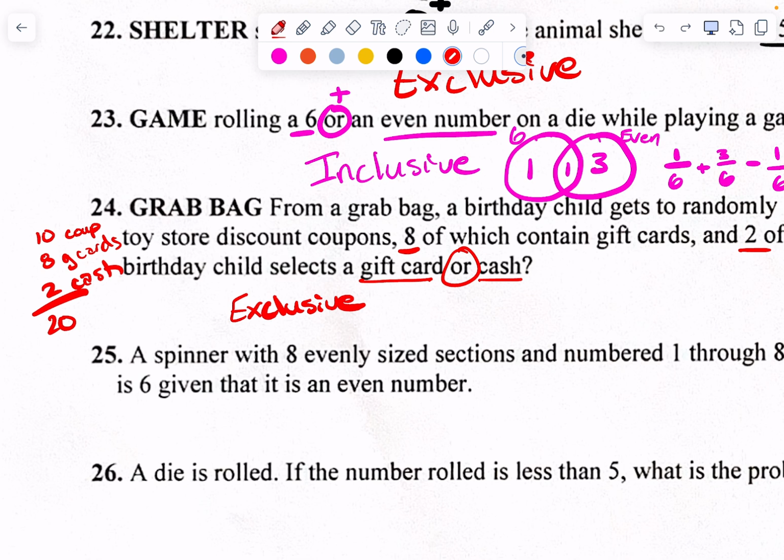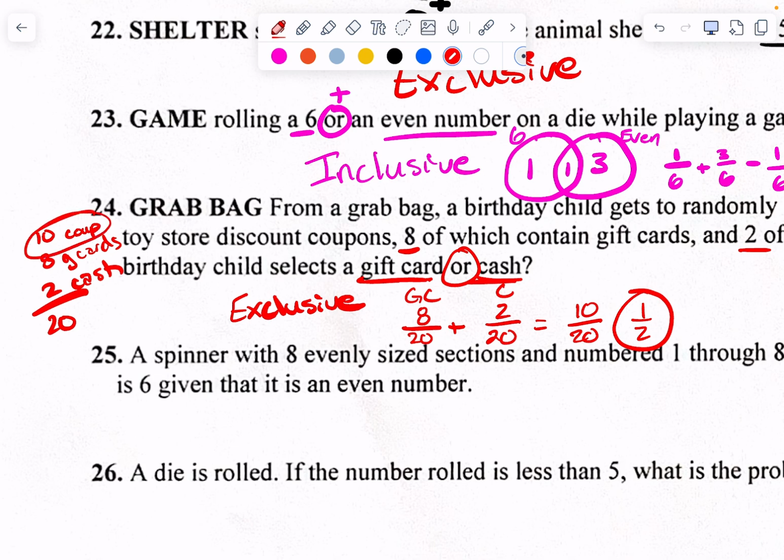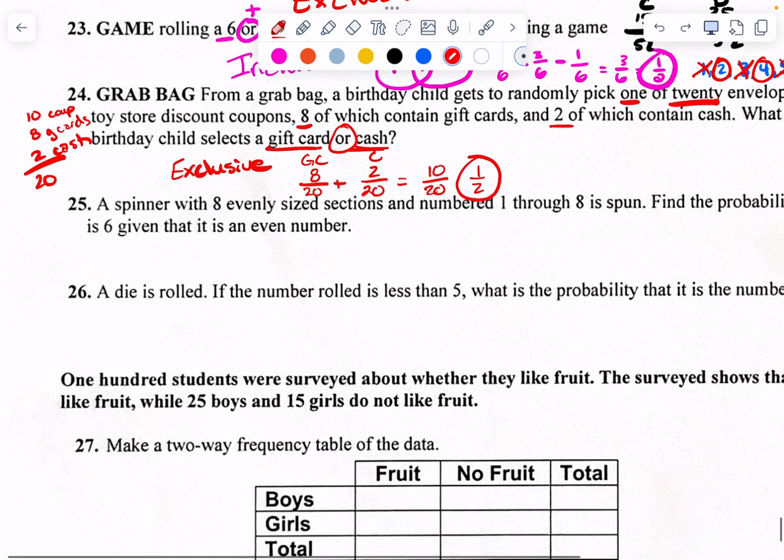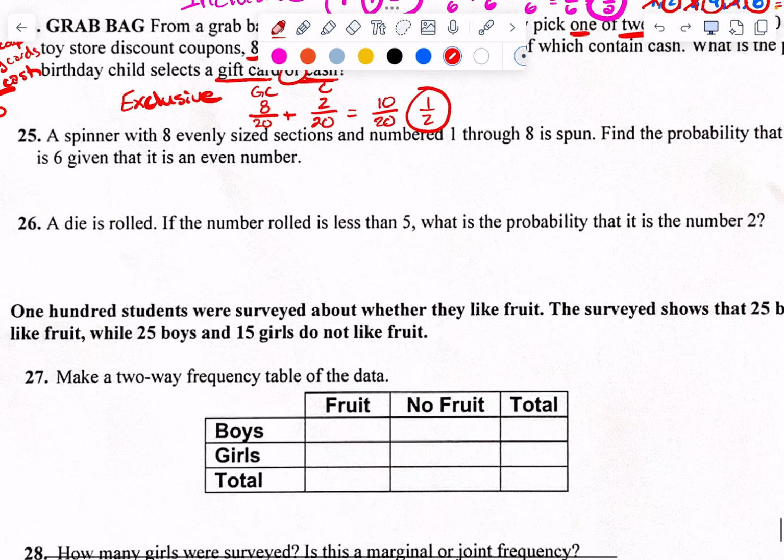All right, what's the chance that I get a gift card? Gift card is 8 out of 20, plus, because we're adding, cash is 2 out of 20. So 10 out of 20 or 1/2. I have a 50-50 chance of getting a gift card or cash, right? Because the other 50% are coupons, right? Okay? Good? All right.